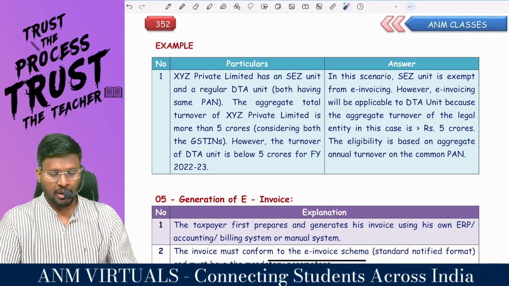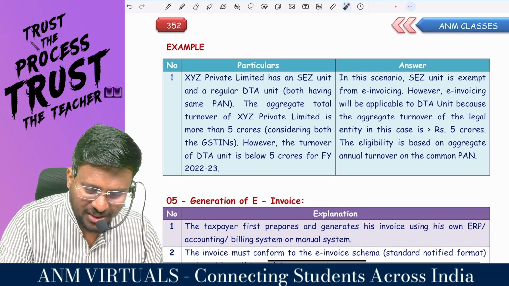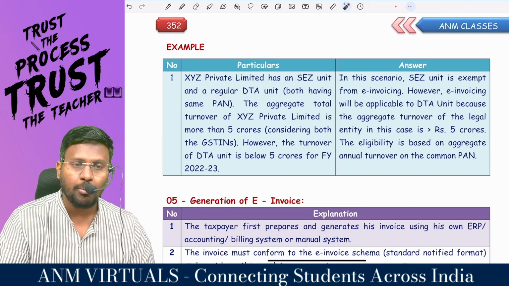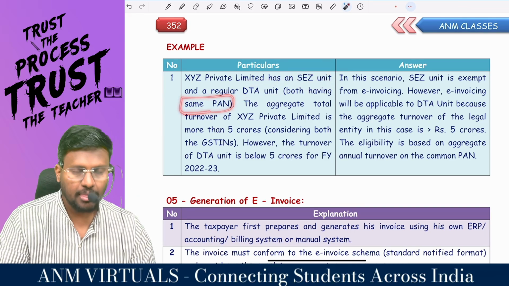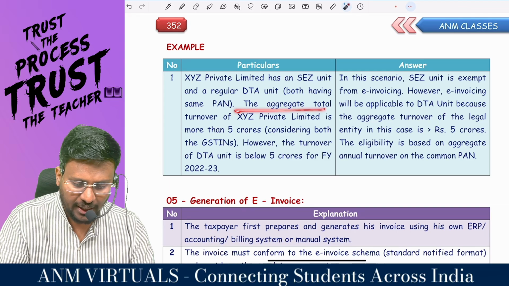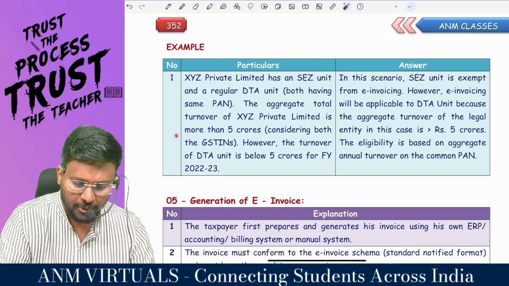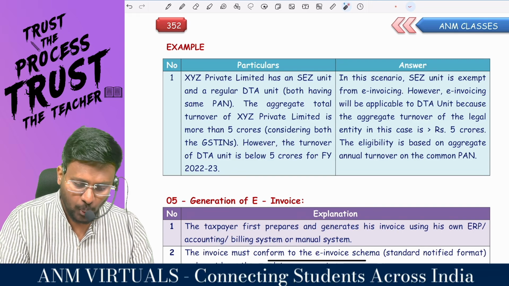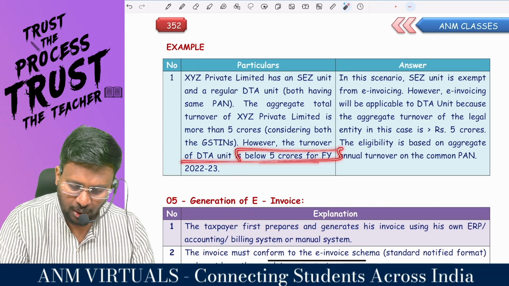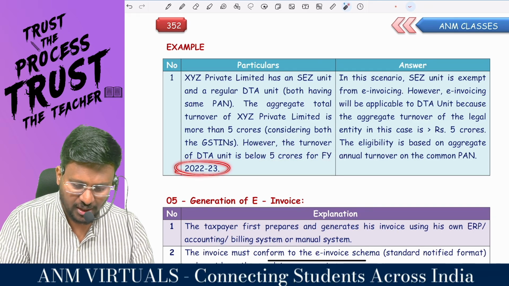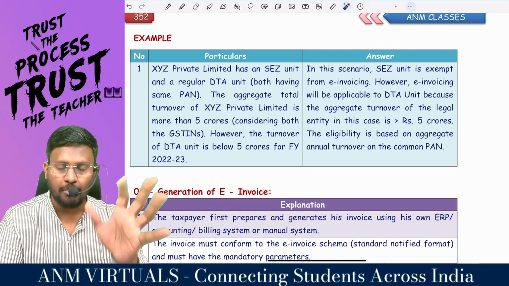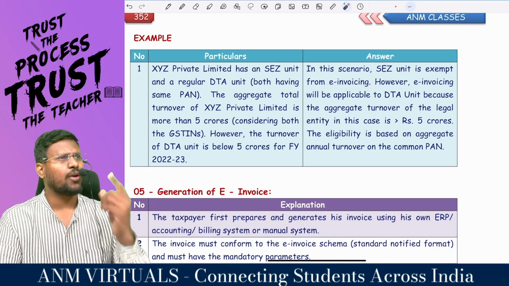Comfortable, sir. We'll give you an example. XYZ Private Limited has an SEZ unit and a regular DTA unit, both having what PAN? Then you have to take the aggregate turnover. The aggregate total turnover of XYZ Private Limited is more than how much crore considering both GSTINs, however, the turnover of the DTA unit is below how much crore for the financial year 22? In this scenario, the SEZ unit is exempt from what invoicing? Because it is one of the exceptions.